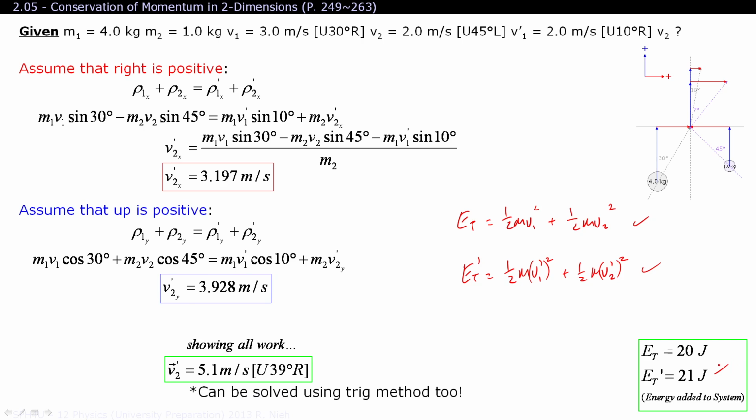As I mentioned, this can be solved using the trig method, but it just takes way too long. So stick with the component method, and if you need to draw a scale diagram just to make sure that you're in the correct ballpark answer, by all means, go and do that.